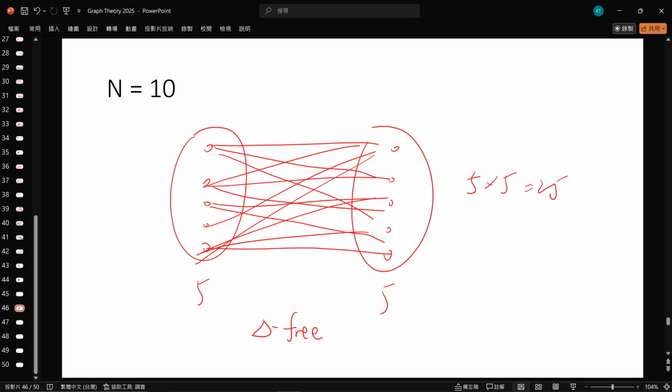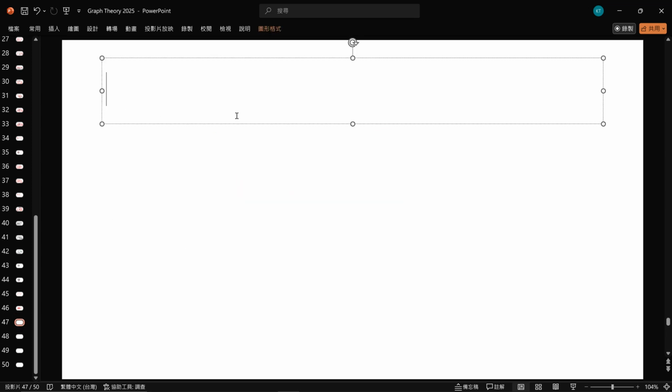So now the question is, can we do better? Is there a triangle-free graph that has 10 vertices and more than 25 edges? That's the next statement that we're going to prove.